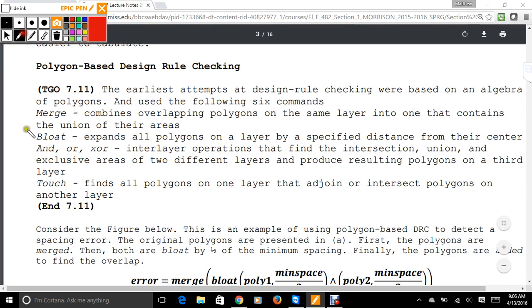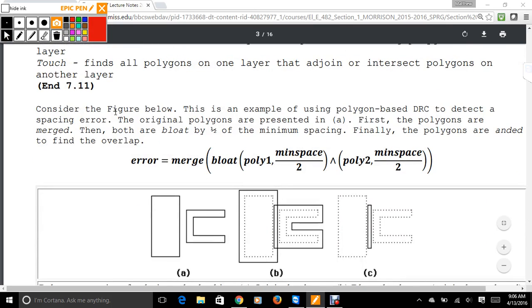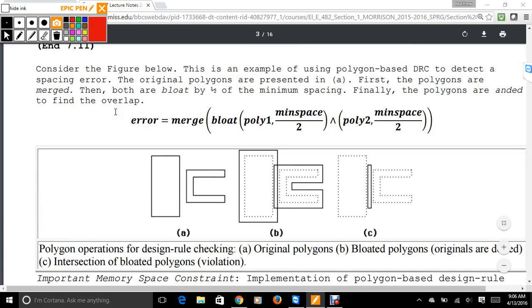And it specifically accounts for AND, OR gates and XOR gates. Ultimately, you want to use these polygon-based DRCs to be able to determine error and how much space you need. So, for example, we had this equation here where you have your poly 1 and the minimum space that you need to have divided by 2, and then the second polygon with the minimum space divided by 2, and you AND it, and that's how you account for your bloat.